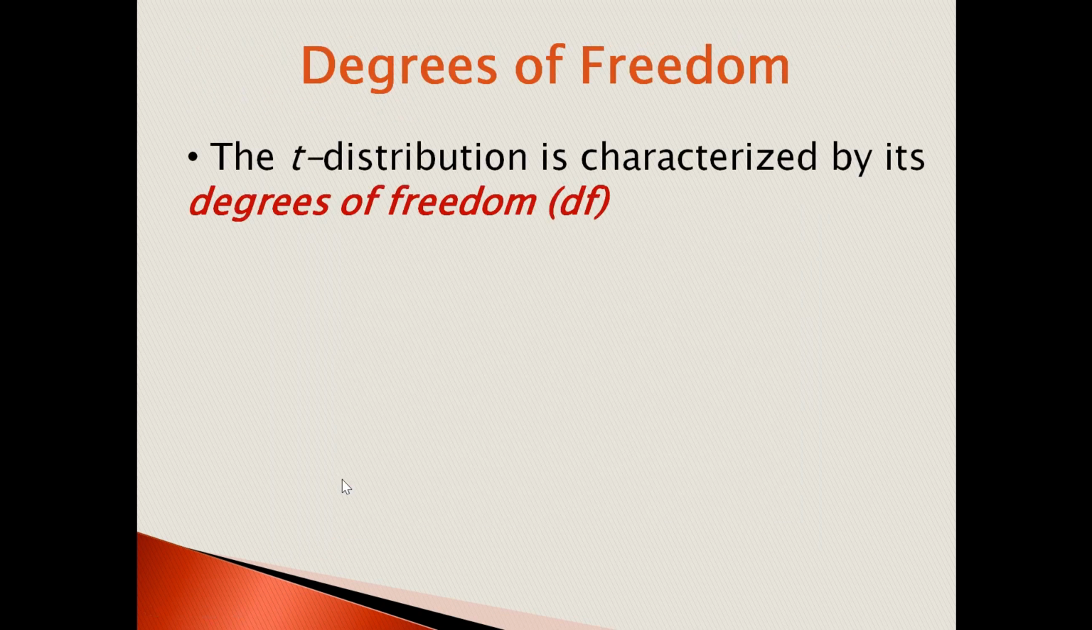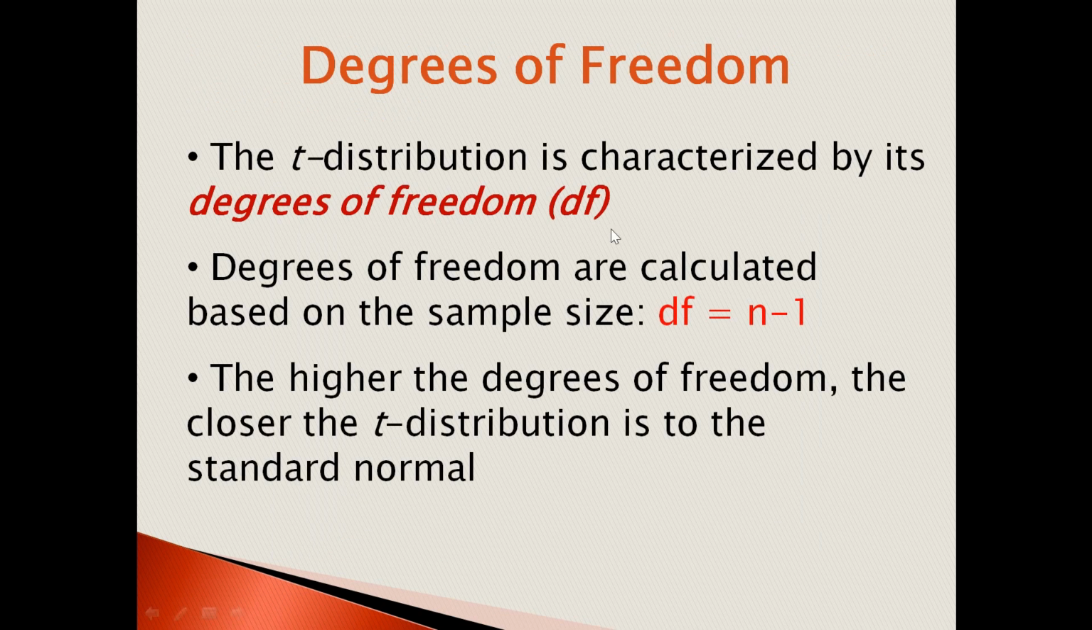Now, the T distribution is defined by the degrees of freedom. So remember how we defined the normal distribution by the mean and the standard deviation? The T distribution is only defined by degrees of freedom. This degree of freedom is calculated by this formula, so please write it down. Degrees of freedom equals the sample size minus 1.